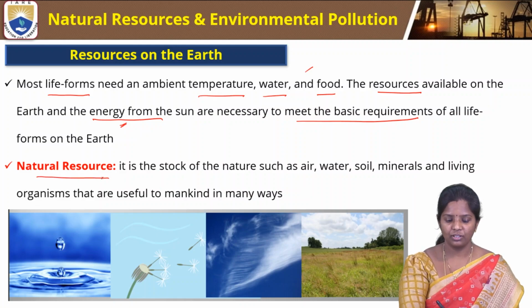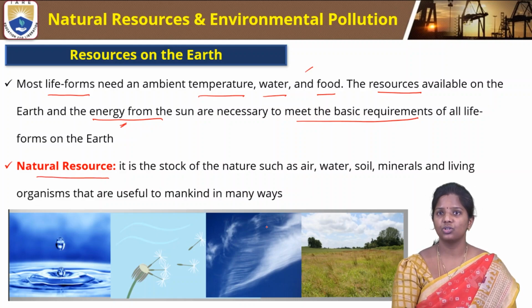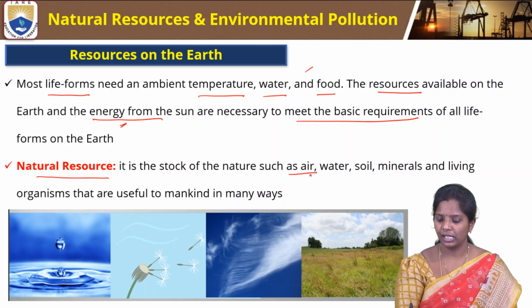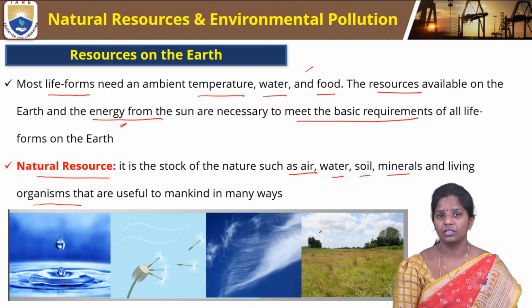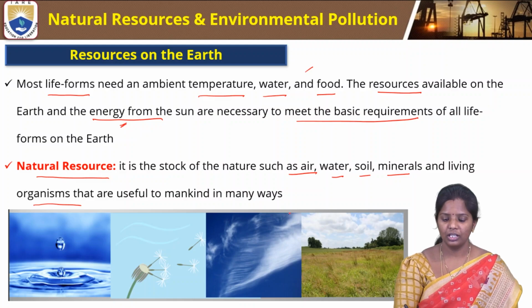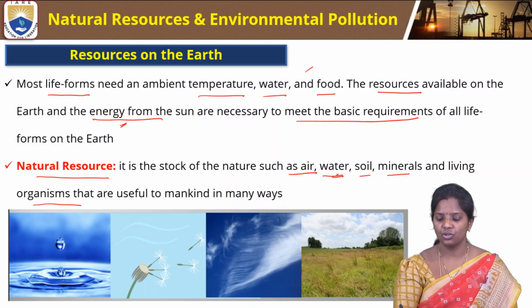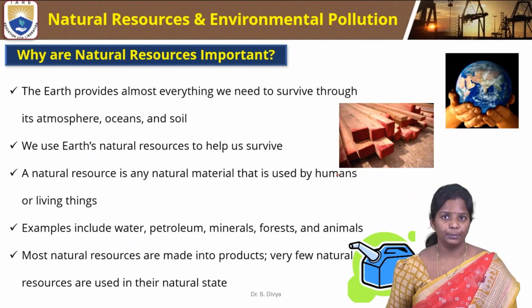So one of them is the natural resource that is already present in stock in the nature, such as air, water, soil, minerals and living organisms. So these form natural resources that help mankind for their survival. So these are the most important natural resources that are present on Earth.